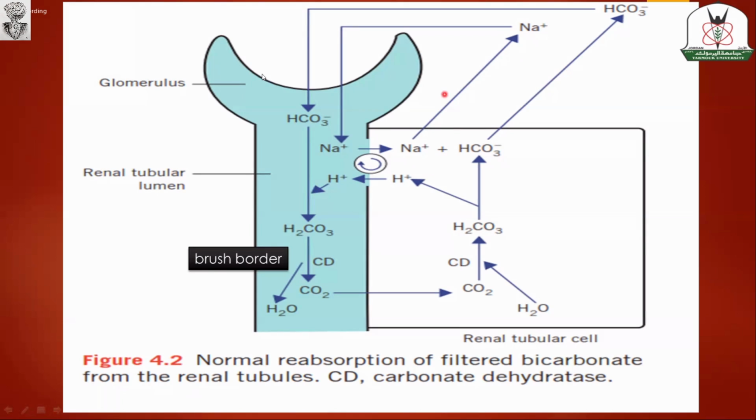This is the glomeruli, for example, and this is how the bicarbonate is going to be filtrated in the tubular cells. And these are the renal tubular cells when they try to reabsorb the bicarbonate or generate the bicarbonate. So we have a mechanism of reabsorption of bicarbonate in this way.